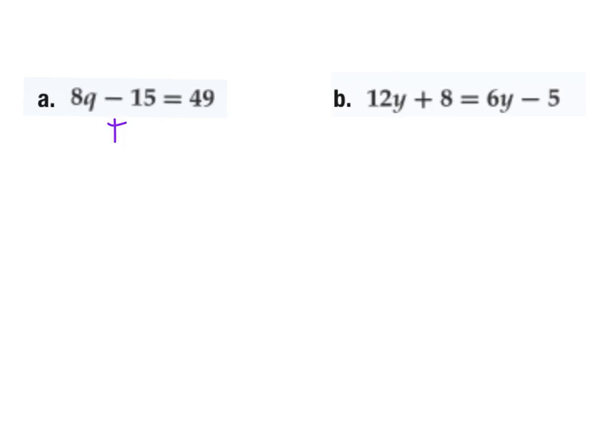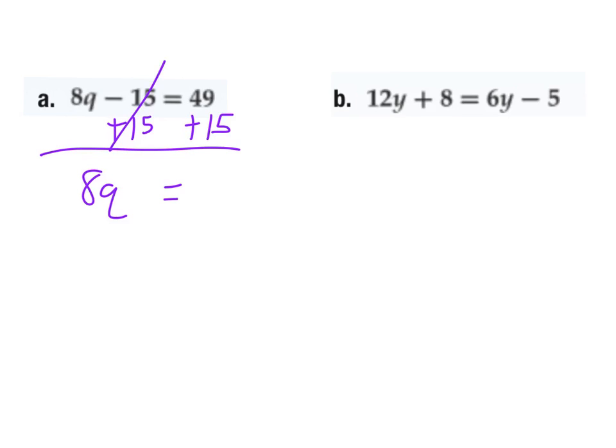Add it. Okay, and here's where the additive inverse comes in, because what's negative 15 plus 15? See, every time we draw this line, they cancel out because it combines to give me zero. And so the left-hand side is only 8q. We could write 8q plus zero, but we don't need to, because plus zero you didn't do anything. All right?